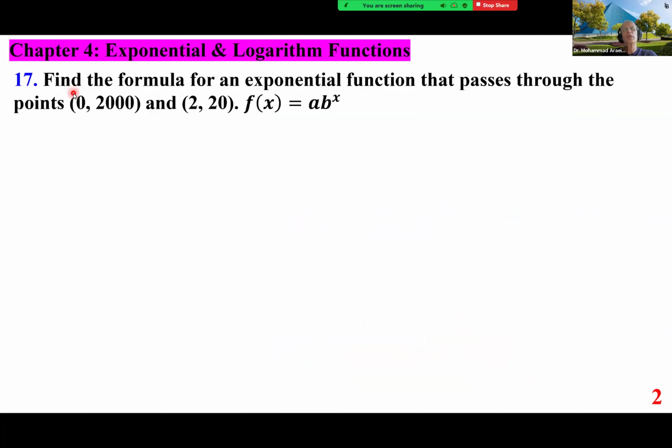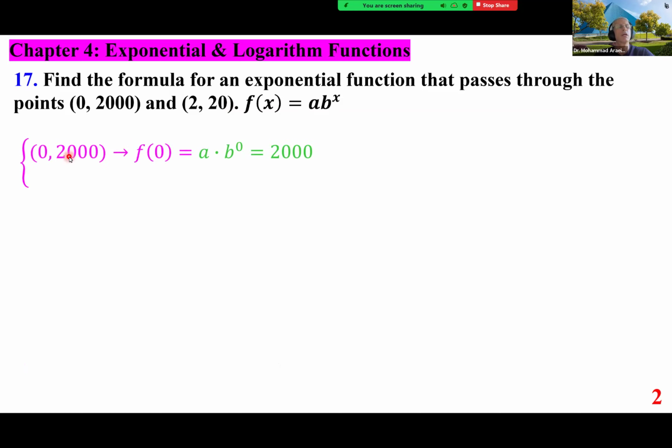Find the formula for an exponential function that passes through the points (0, 2000) and (2, 20), where f of x is a times b to the power of x. So basically, as you can see, a and b are missing. You are given two pairs, plug in, and you find a and b using two equations, two unknowns.